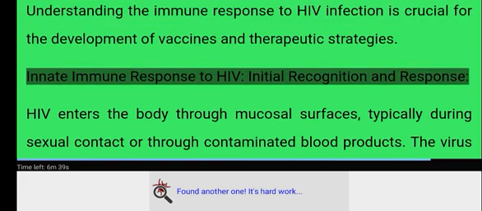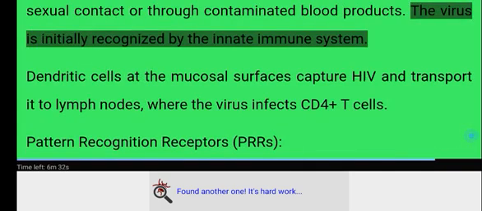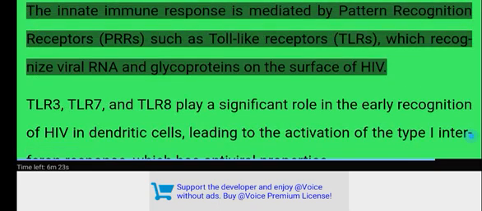Innate immune response to HIV: initial recognition and response. HIV enters the body through mucosal surfaces, typically during sexual contact or through contaminated blood products. The virus is initially recognized by the innate immune system. Dendritic cells at the mucosal surfaces capture HIV and transport it to lymph nodes, where the virus infects CD4+ T cells.